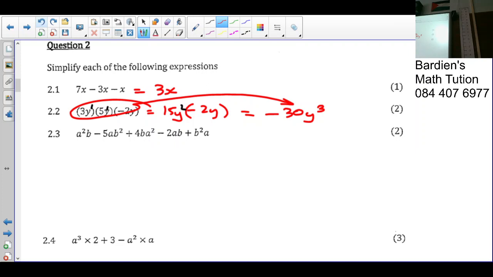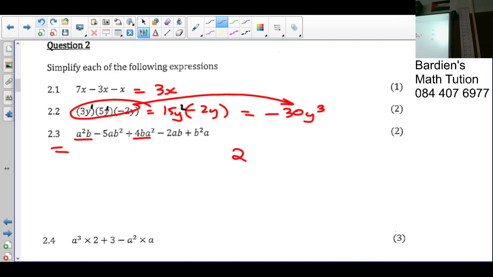2.3. What needs to be done first here? Like terms. Add like terms. So it's a squared b plus 4b a squared. You all agree that is like terms? No. Why not? Okay, look at it this way.